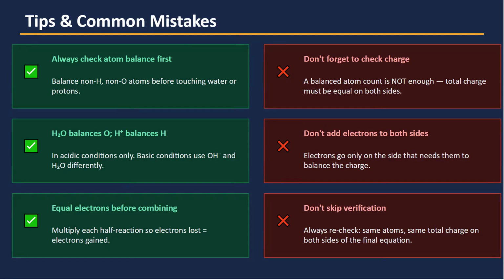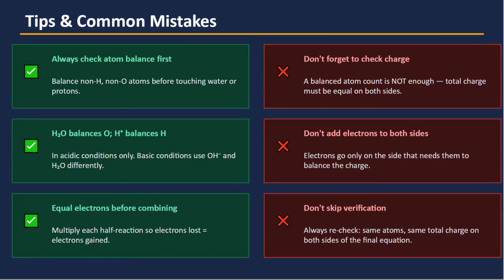Now the third step is that an equal number of electrons has to be present before combining the reduction and oxidation, because whatever electrons oxidation loses are gained by the reduction part, and they have to cancel because the overall equation should not have any electrons. So you should have equal electrons in the oxidation and reduction steps before adding them.